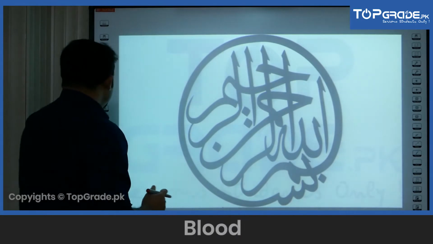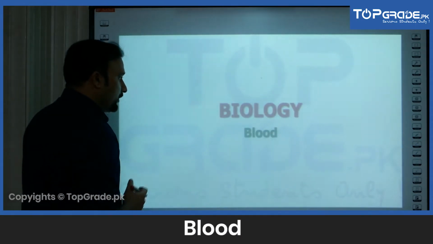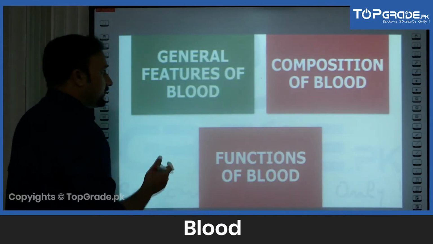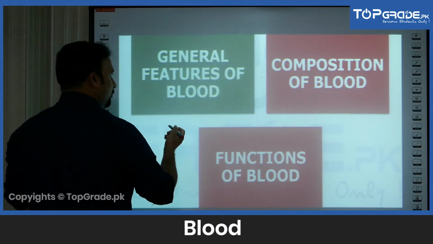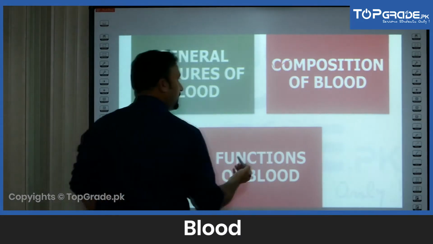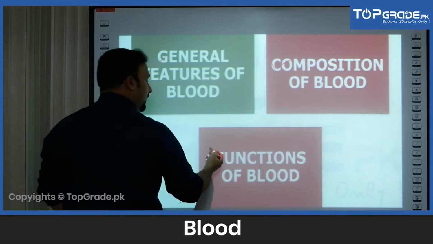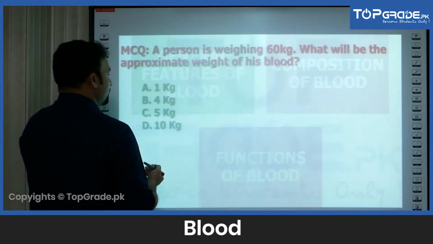Bismillahirrahmanirrahim. Let's start off our discussion with the next subsection, which is about blood. Let's have a look at the big picture. First of all, in this subsection we'll talk about the general features of blood. Secondly, we'll discuss the composition of blood in detail, and thirdly, we'll talk about the functions of blood.